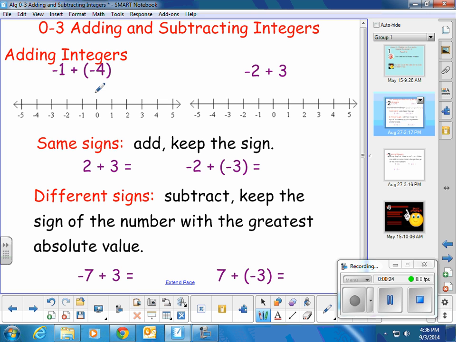For -1 plus -4, I'm going to start at 0 and I'm going to move to -1 on my number line. Since I'm adding a -4 to -1, I'm going to move in a negative direction 4 more units to the left, and I end up on -5.